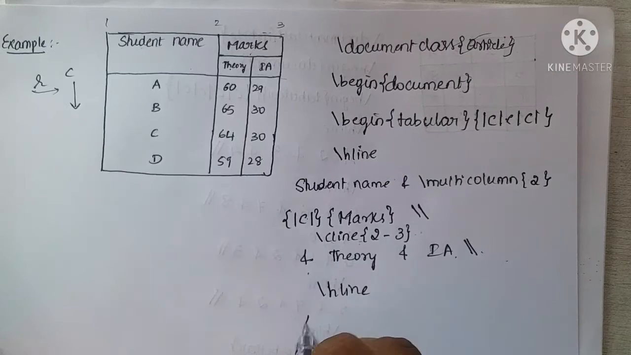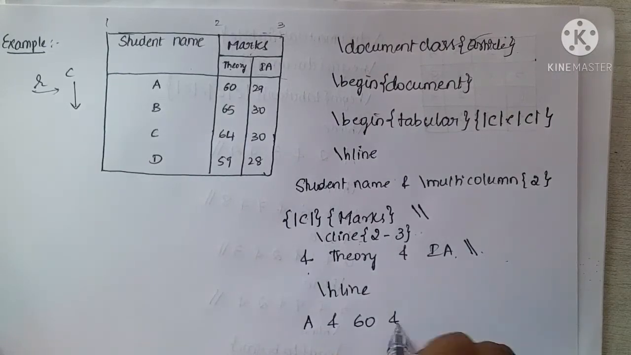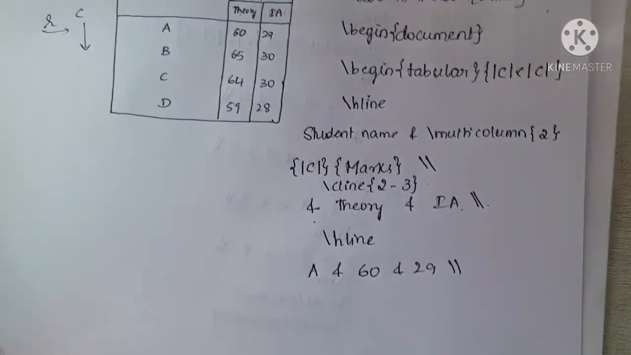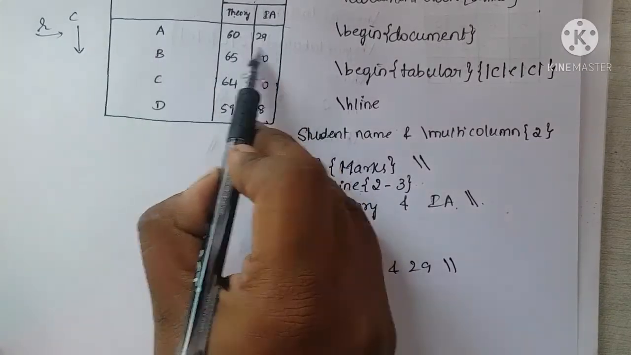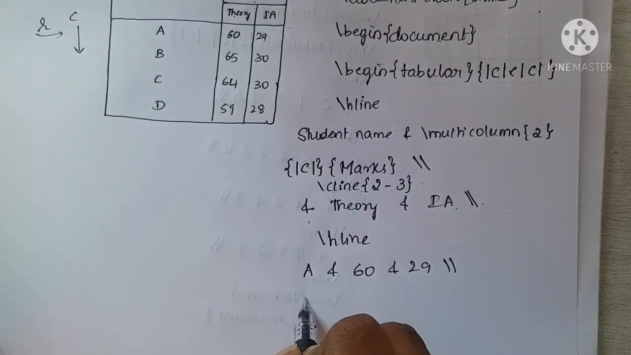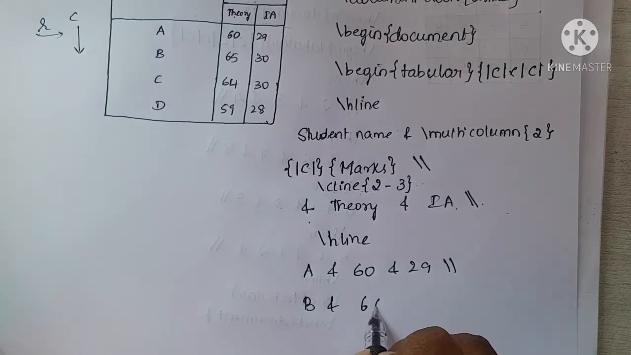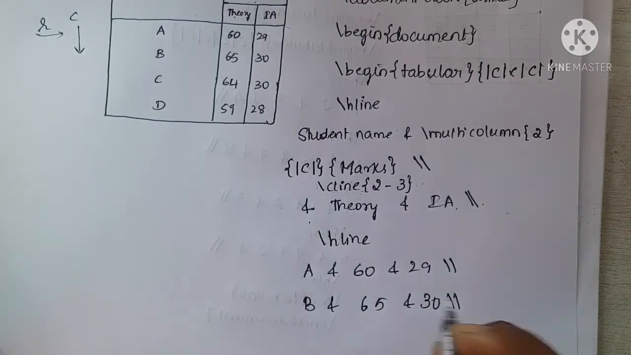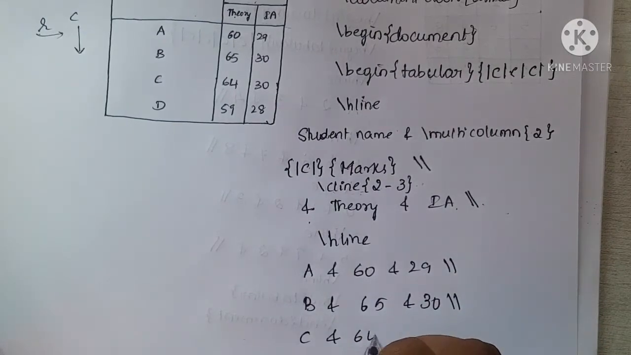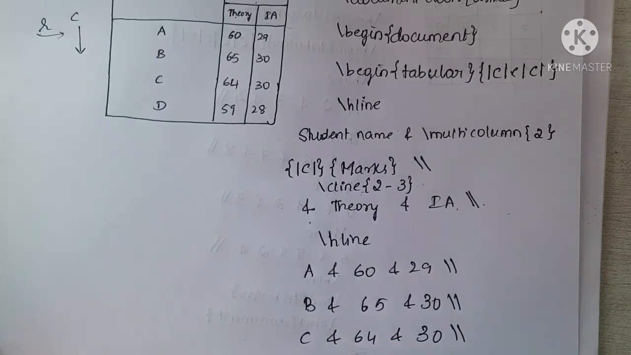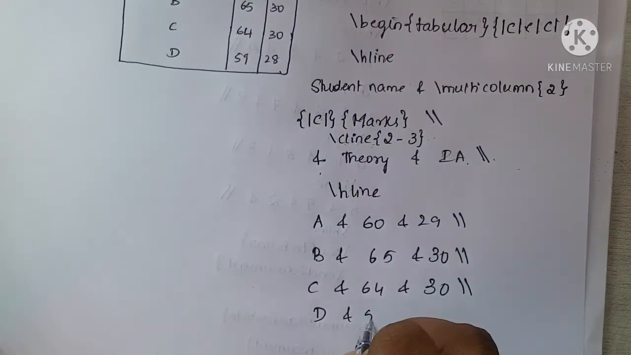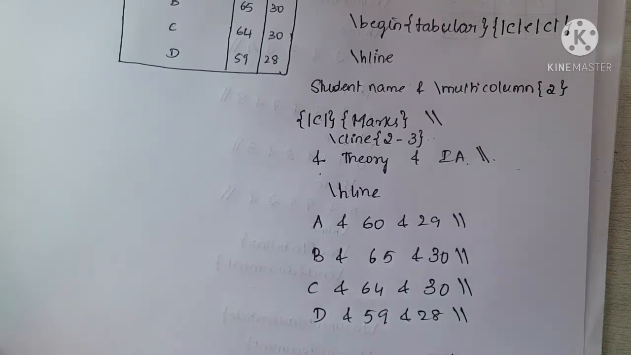What is the first row? A and 60 and 29, 2 backslashes. Do you need a line here? We don't need a line. So directly go on giving the elements. B and 65 and 30 backslash. C and 64 and 30 backslash. D and 59 and 28 backslash.